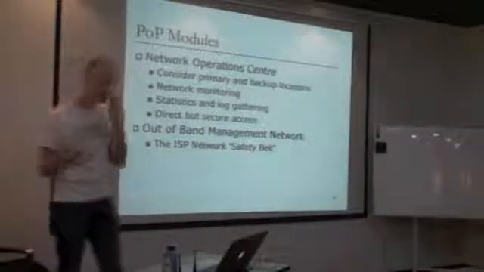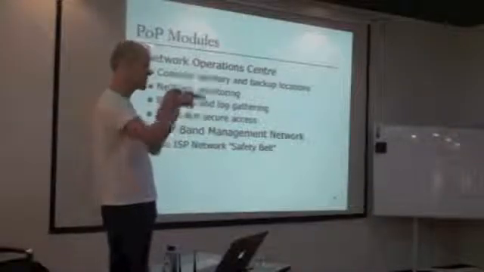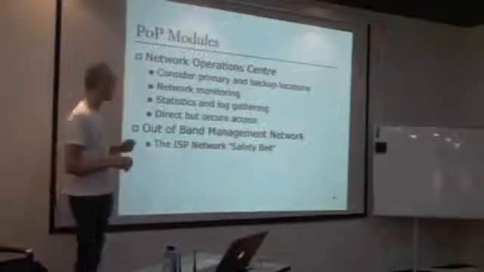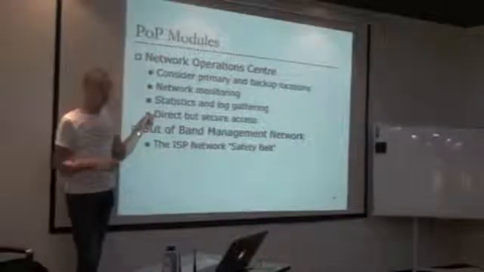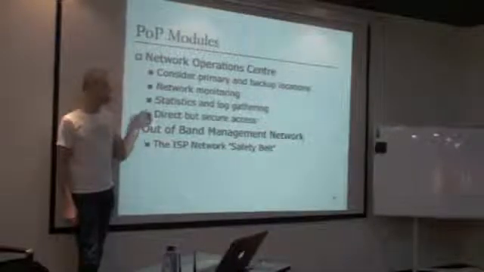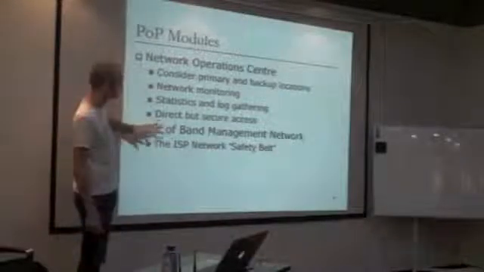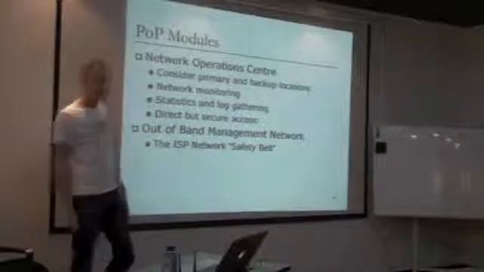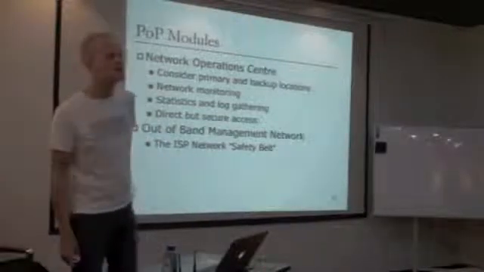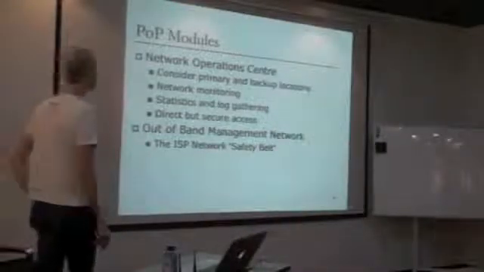Even a small ISP should set aside a small room where you have a few computers and a few screens available for immediate access to the network. You need direct access to the backbone, but it needs to be secure as well. You don't want people to be able to break into your NOC. You also need an out-of-band management network, which gives you out-of-band access, so access to the console ports of the routers, switches, and other servers. I'll show you how to do that later.